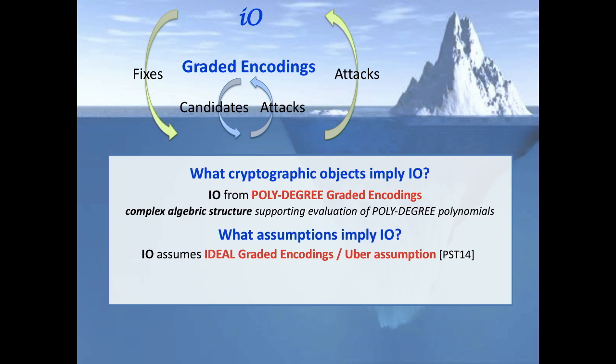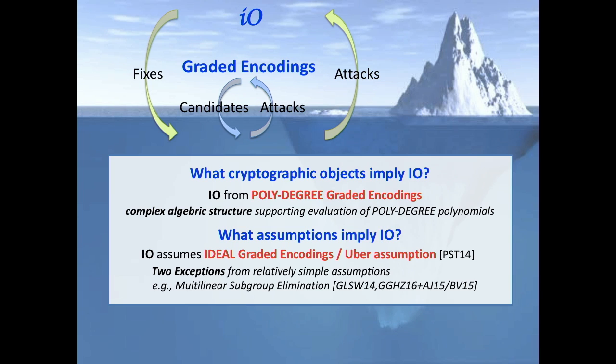What about the assumptions? Most of the I/O candidates are analyzed assuming the graded encodings are ideal, in the sense that they're implemented using an all-powerful, stateful oracle. Or assuming some very strong assumption called the Uber assumption that captures the adversary's power in the ideal model. There are only two exceptions, which base I/O security on relatively simpler assumptions called, for example, the multilinear subgroup elimination assumption.